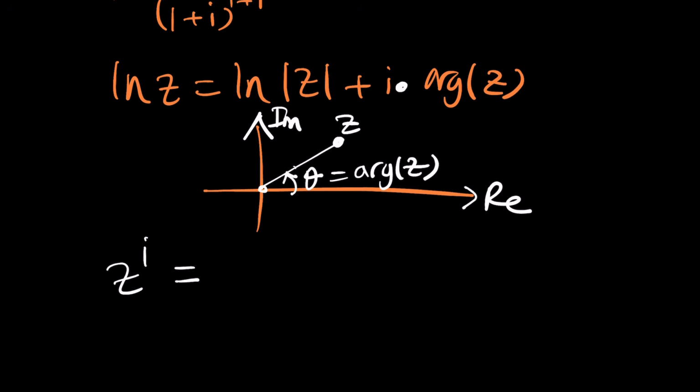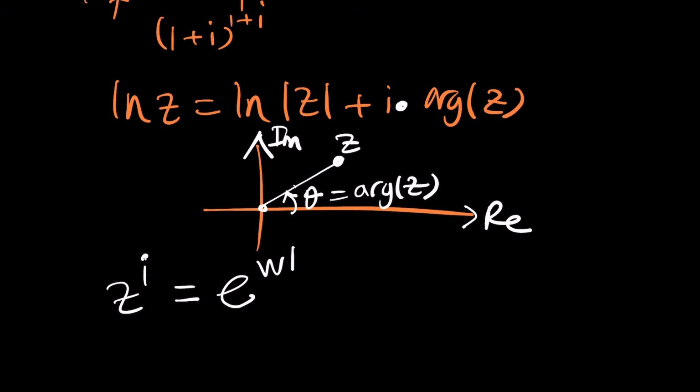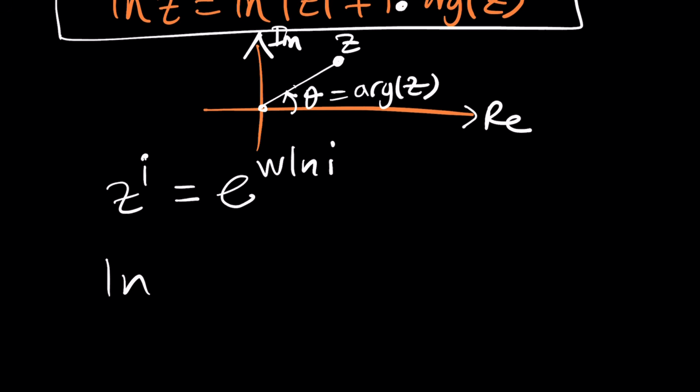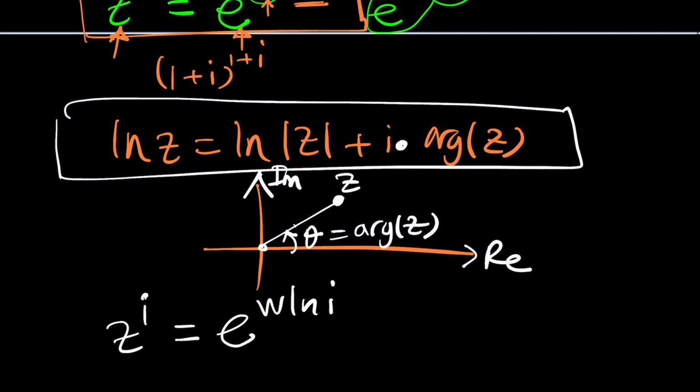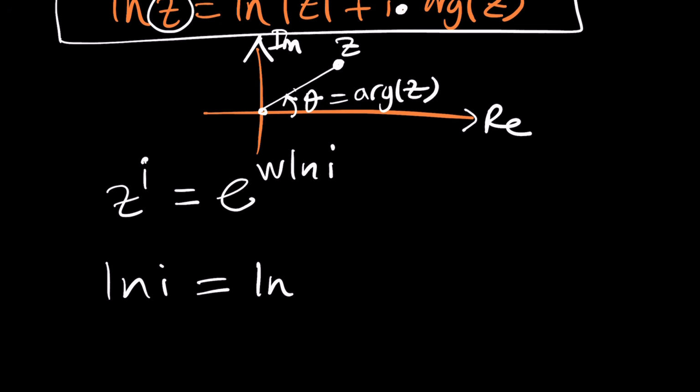So z to the i, by this definition, w is i. In this case, it's going to be e to the power w times ln i. So how do you find ln i by using this definition? Well, easy. If you replace z with i here, they kind of switch roles. z is the base, but now the exponent. So ln absolute value of i plus i times the argument of i.